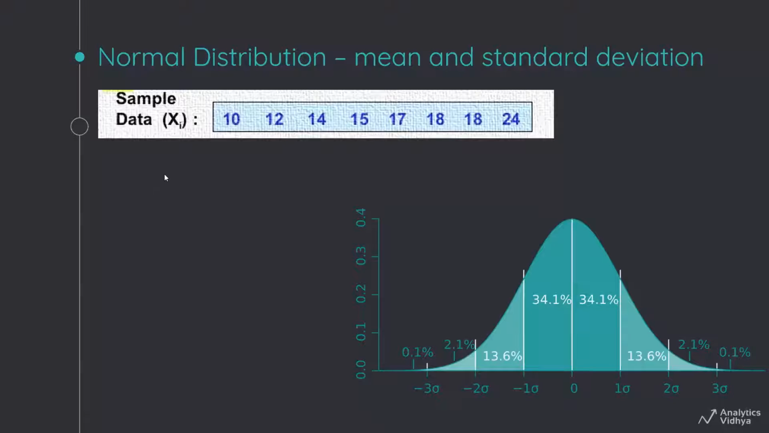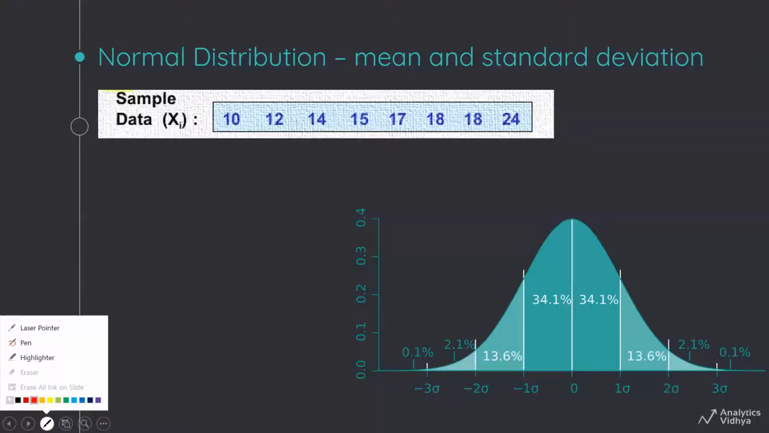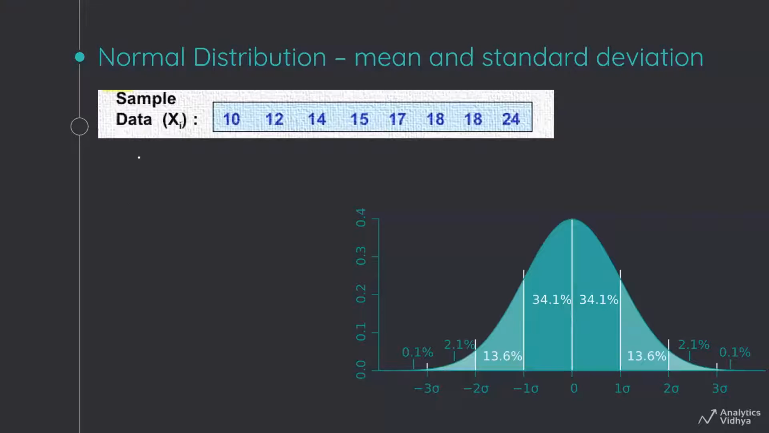Right. Let's take a simple distribution where you have data 10, 12, 14, 15, 17, 18, 18, 24. You have 8 data points, and let's identify the average and standard deviation of this group. So to calculate the mean or average of the sample, we add all these numbers and divide by the number of data points, right? So it should be 10 plus 12 plus till 24, divided by 8, right? So the mean here would be 16.